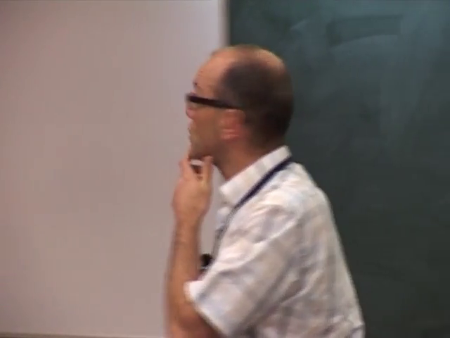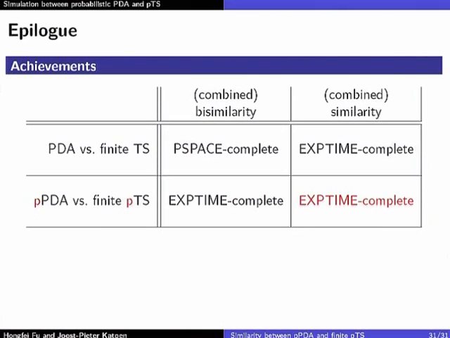Now, what you can show is that all the results that we have in this paper carry also over to checking this combined simulation. So that's also EXPTIME complete. So that brings me to the end. This is what you should remember, if you want to remember something from this talk: in the non-probabilistic case, simulation checking between a pushdown automaton and a finite transition system is PSPACE complete. If you then go to bisimulation, it becomes EXPTIME complete. In the probabilistic case, both bisimulation and simulation checking lie in the same complexity class.